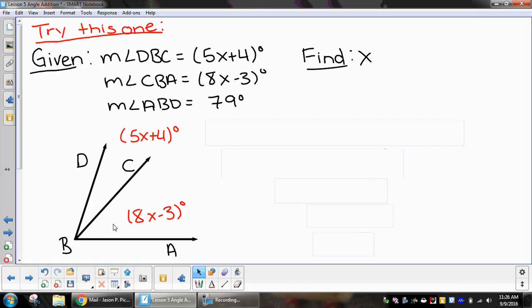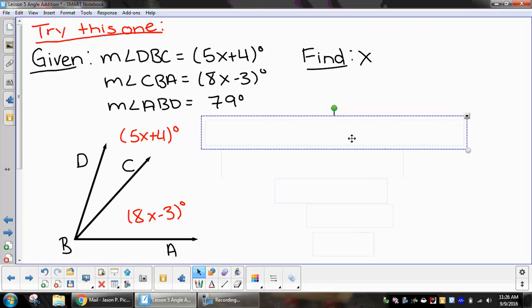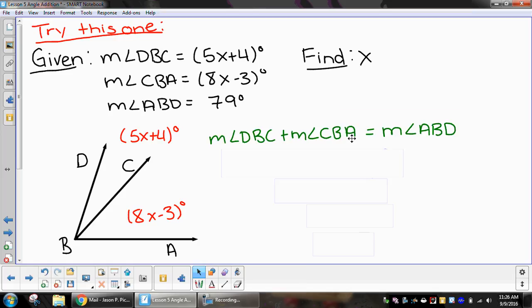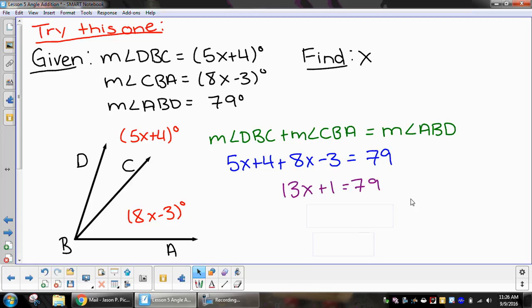Angle DBC plus angle CBA should add up to the bigger angle, angle ABD. You might have called it angle DBA, that's fine. Plug in what you know. Do some algebra. And you'll find that the value of x is 6.